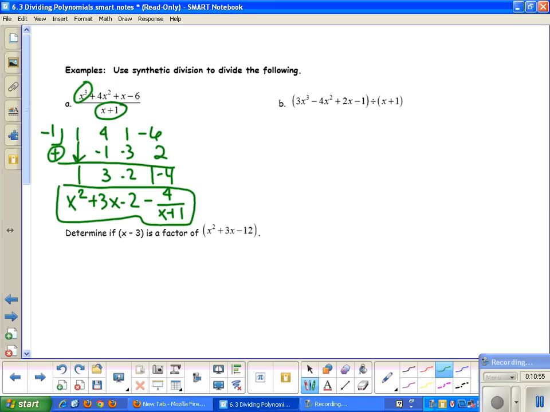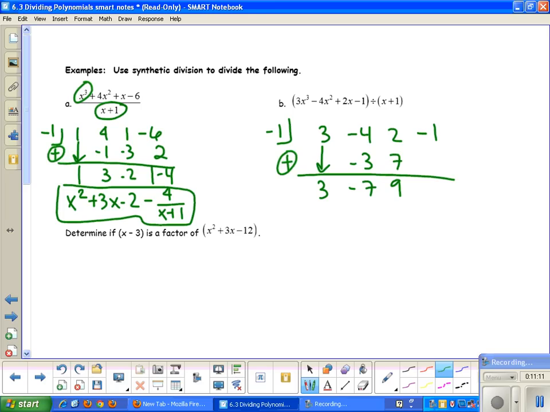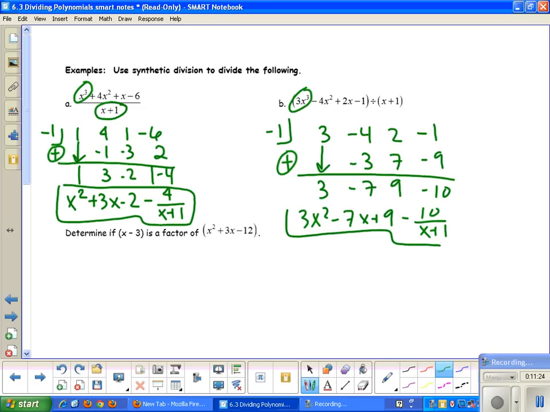So then for this other one over here, you're going to do the same thing. In my box goes negative 1, then we have 3, negative 4, 2, negative 1. We are adding, bring down the first term. And then since this is a degree 3, this would be 3x squared minus 7x plus 9 minus 10 over x plus 1. And again, since we have a remainder of negative 10, I know that x plus 1 is not a factor of this polynomial either.